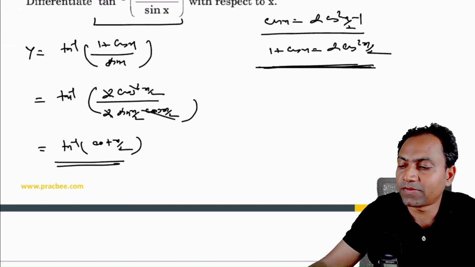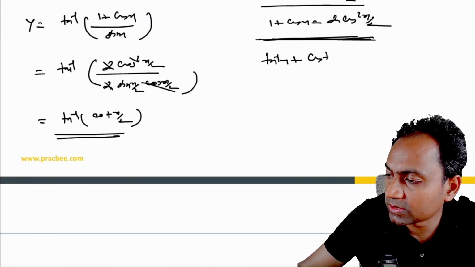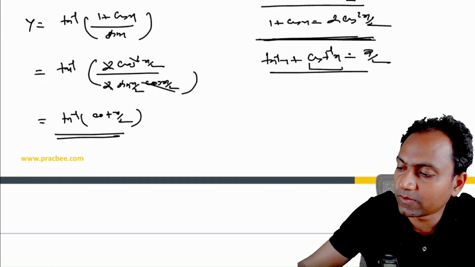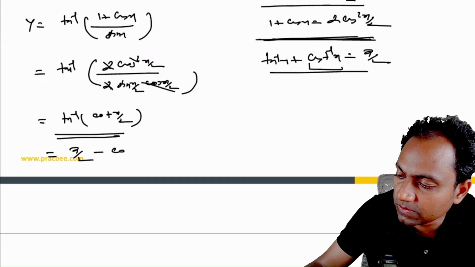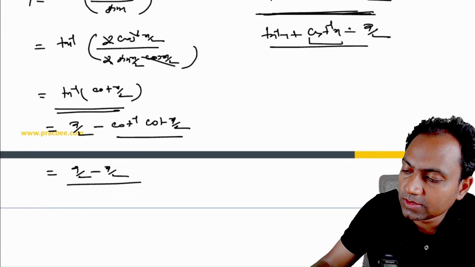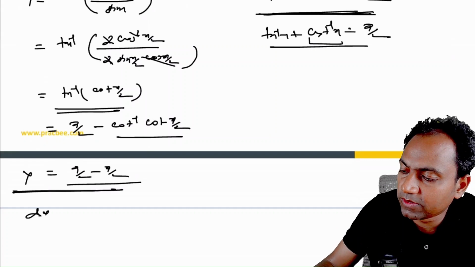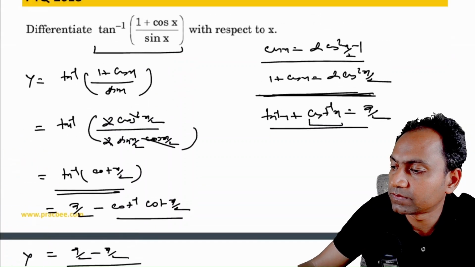Now in order to simplify this, we have a result that tan inverse x plus cot inverse x is equal to pi by 2. So what we can do here is put the value of tan inverse x in terms of cot inverse x. So I can write this as pi by 2 minus cot inverse of cot x by 2, and we can write this as nothing but x by 2. If I do this, this is the value of y. Now we can very simply differentiate. If you differentiate, the answer comes out to be minus 1 by 2.